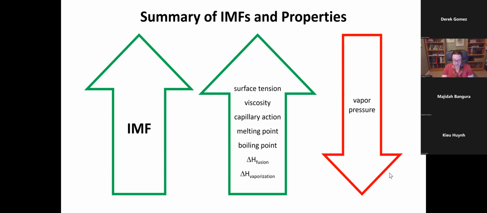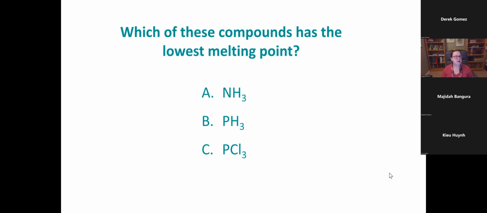All right, so let's practice that. Hopefully you've located the chat box by now, or you can just yell out answers. That's fine too. We'll use some of the same compounds we've used before, so we don't have to stop and redraw Lewis structures here. Which of these compounds has the lowest melting point? So lowest melting point, does that mean big forces or small forces?